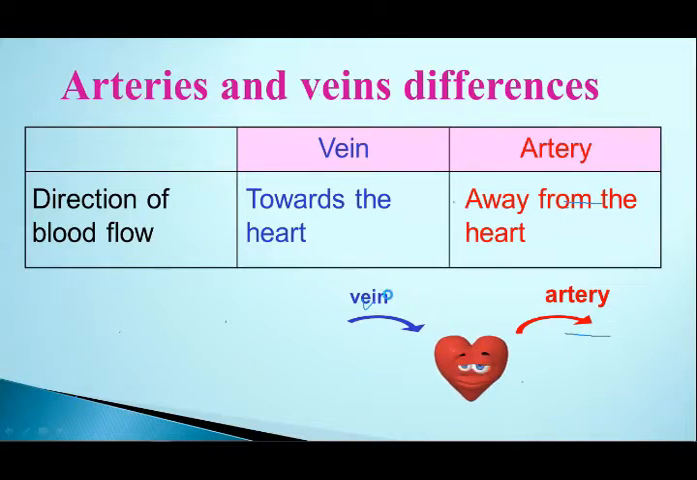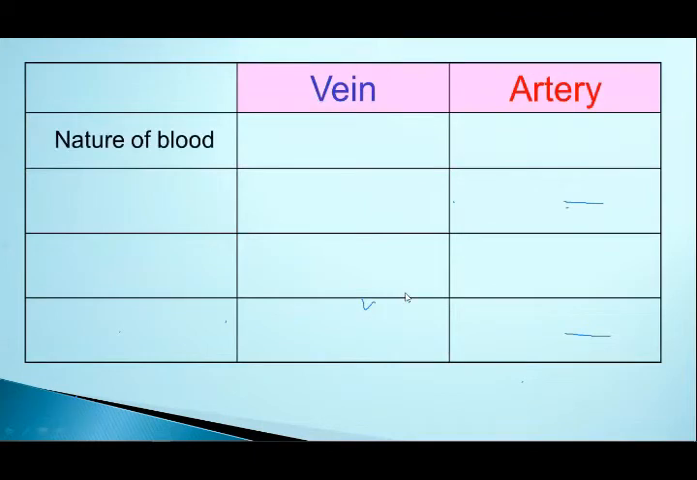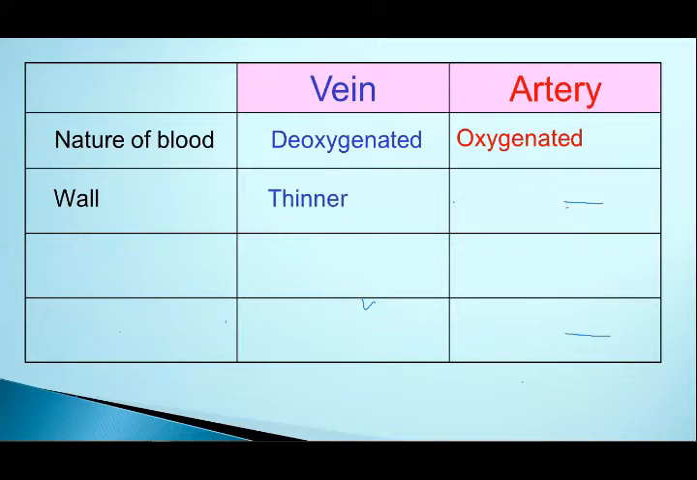Now next, when you look into some more important differences, the nature of blood which is carried by the veins is always deoxygenated. Now if you look into the arteries, they carry oxygen rich blood, which is called oxygenated blood. Now if you look into the walls of the veins, veins are basically just like your pipe, so they are comparatively thinner in comparison to your arteries.